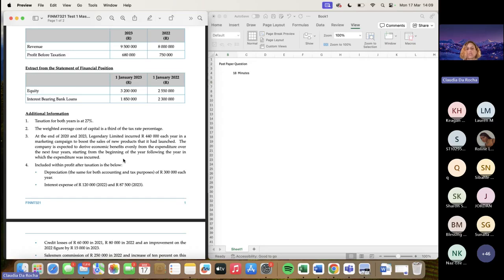So we start not in this year, but the following year. Okay, so that's important to also note timing. Then they give us, included within profit after tax, the below. So they've got depreciation, the same for both accounting and tax purposes, of 300,000 Rand each year.